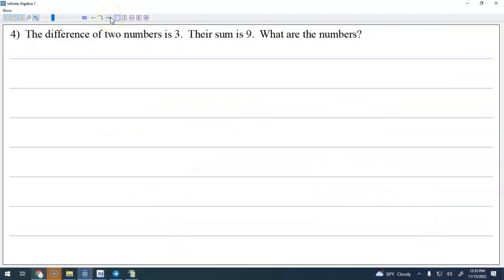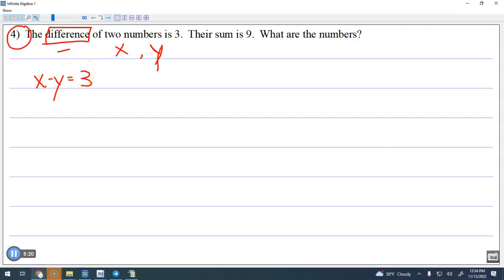This does throw people off. Look at number 4. And this tells us two equations. It's just kind of in a different way than you're used to. What does difference mean? It means subtract, right? Two numbers. So let's call the first number x and the second number y. If the difference between them is 3, that just means x minus y equals 3. So two numbers, x and y. Difference is subtract. So they're 3 apart.